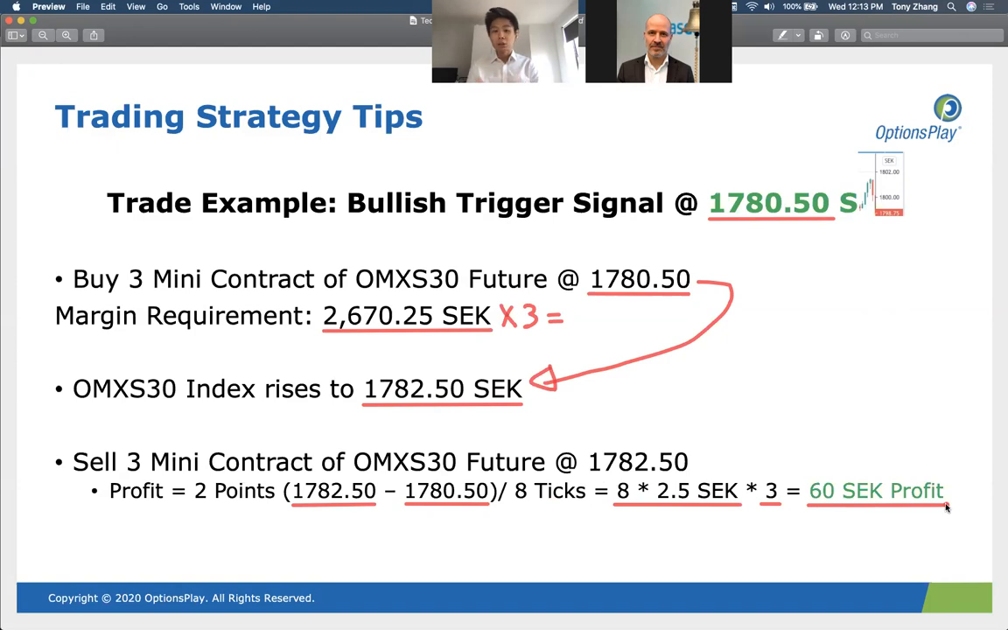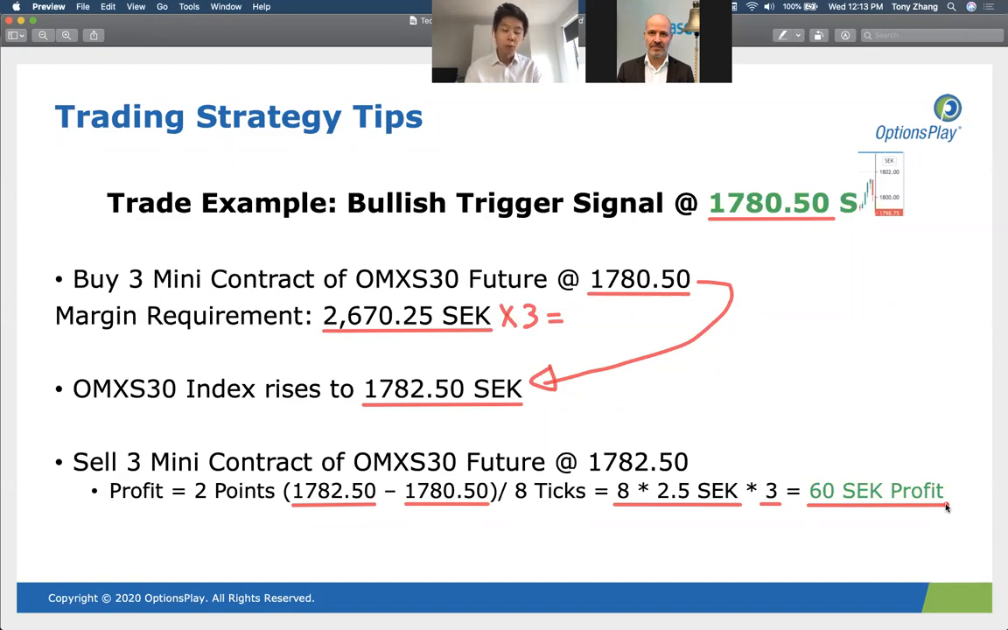So that just walks you through a brief example of if you bought something at 1780.5, sold it at 1782.5, and you traded 3 contracts, how would you calculate your P&L on the trade? So if you held on to this trade and at the end of the day, this is what you would profit on that one trade.